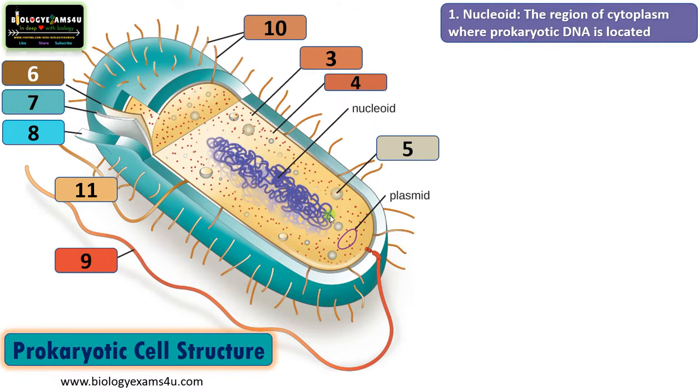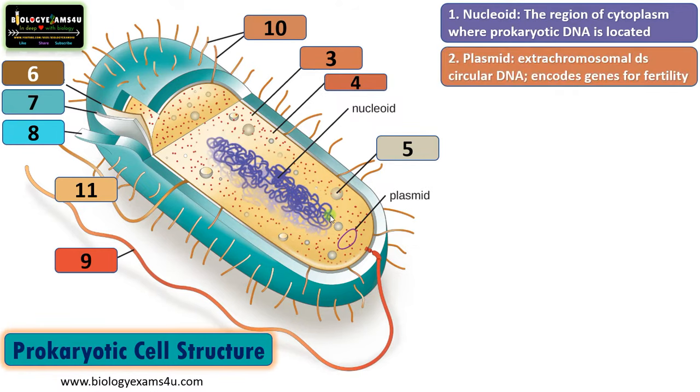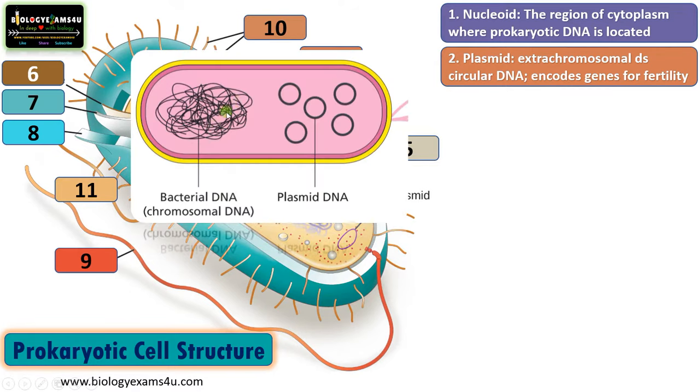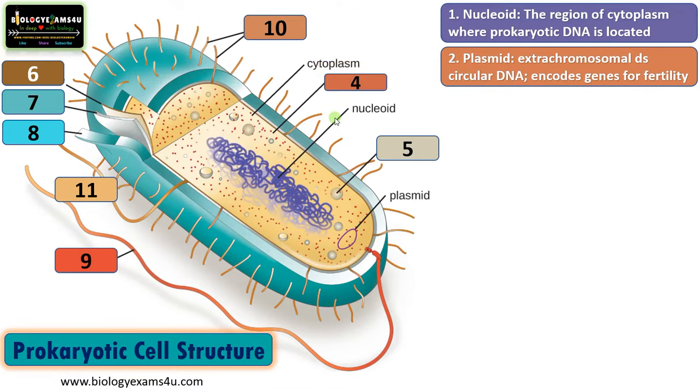Second structure is plasmid. Plasmids are extra chromosomal double-stranded circular DNA that is present in prokaryotic cells like bacteria. So this is the bacterial genome or bacterial DNA, and these are the plasmids. Plasmids encode genes for fertility, resistance against antibiotics or certain chemicals like colicins, that give the bacteria having this plasmid an extra advantage.